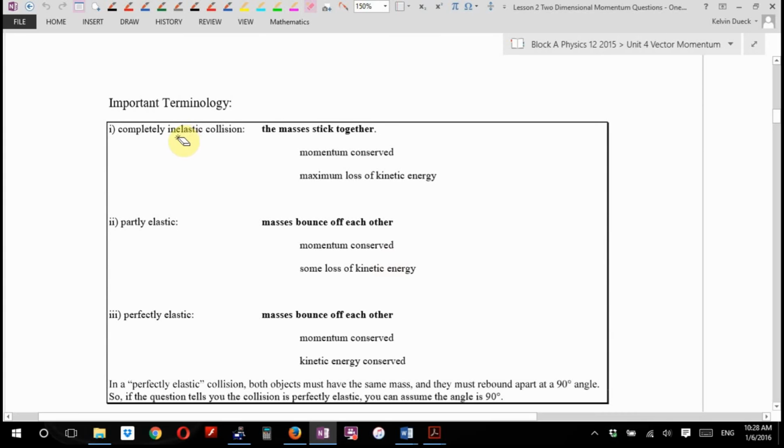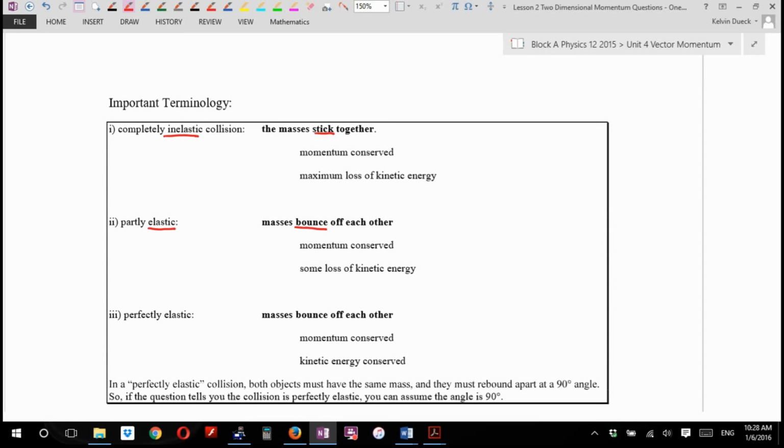An inelastic collision, the masses stick together. An elastic collision, the masses bounce off each other. And here's how I remember it. An elastic collision, I always think elastic, rubber band, rubber bounces. Oh, they bounce off each other. Inelastic, stuck together. I will use those two words in questions.